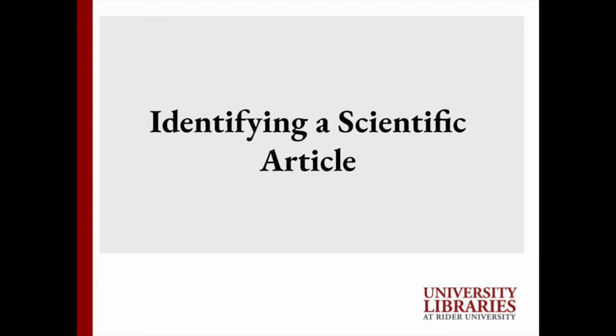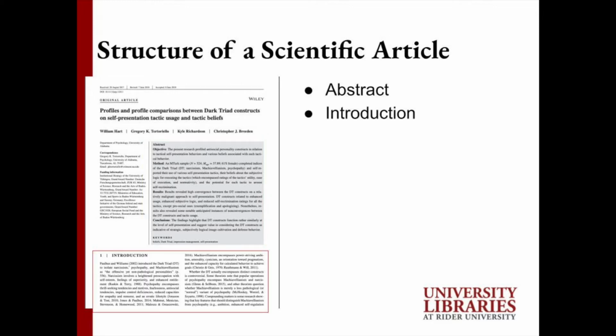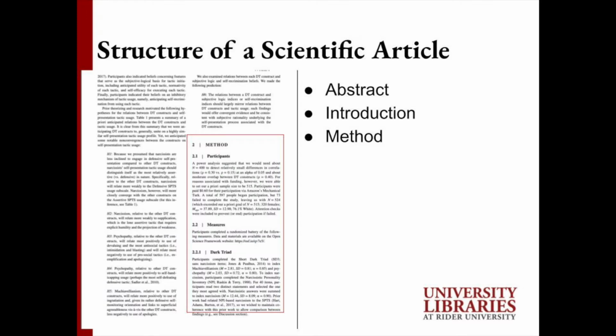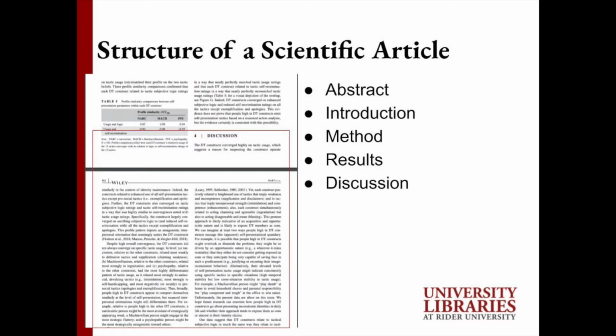Let's discuss identifying a scientific article. A scientific or scholarly article has a specific structure to it. It has an abstract, an introduction, a methods section, a results section, and a discussion.